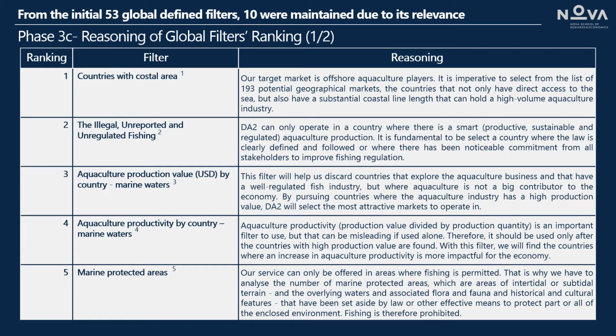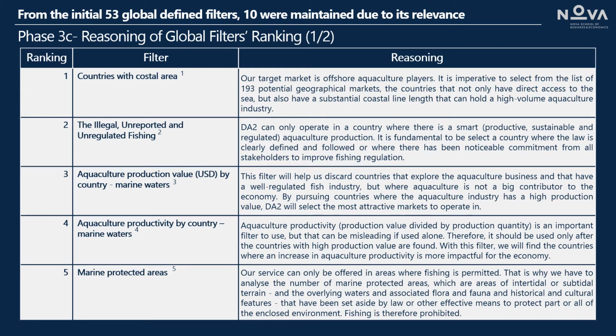Starting with the global filters, and due to the fact that we aim to target offshore aquaculturists, it became imperative to choose countries with coastal area as the most important one, so that we ensure that a country that not only has access to the sea, but is also capable of attaining a high volume of aquaculture production is chosen.